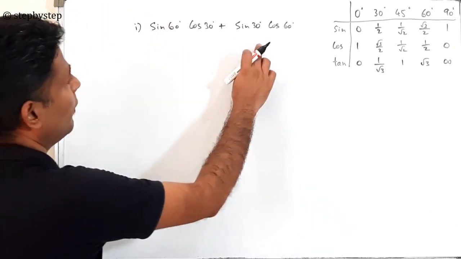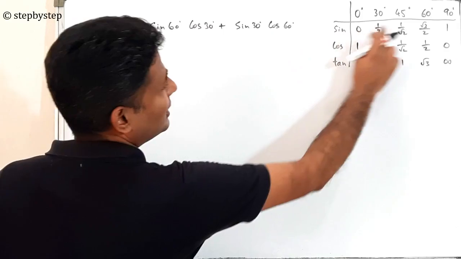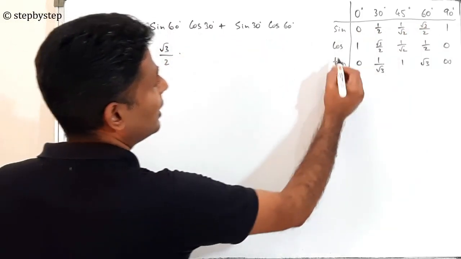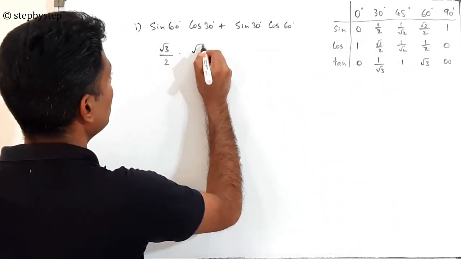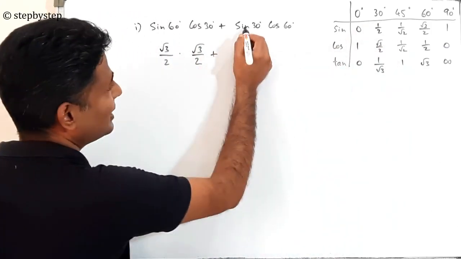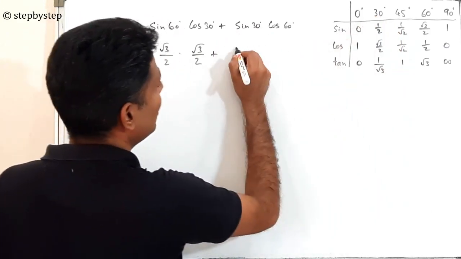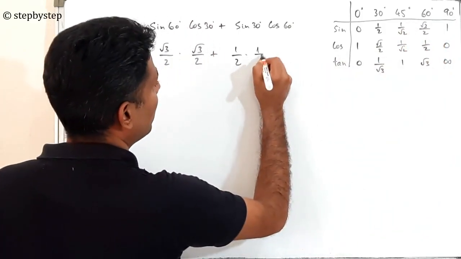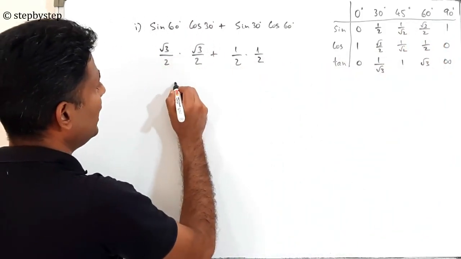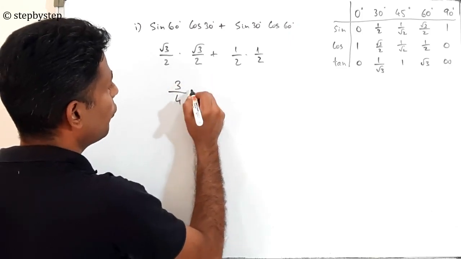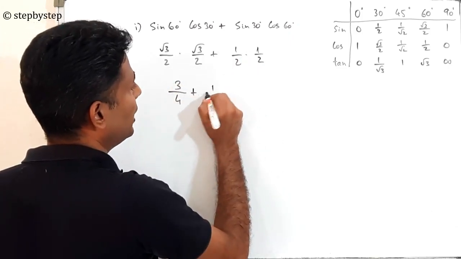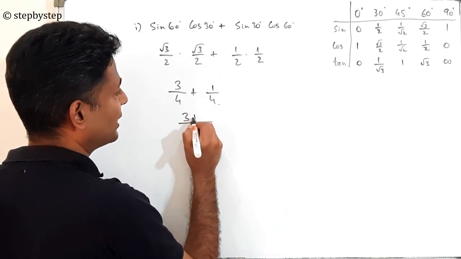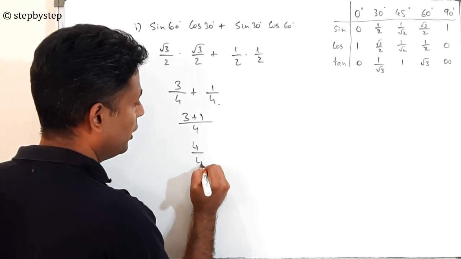So now they have asked us to evaluate this. Sine 60. What is sine 60? Root 3 by 2 into cos 30. Cos 30 is also root 3 by 2, plus sine 30. Sine 30 is 1 by 2 into cos 60, which is also 1 by 2. So root 3 into root 3, 3 by 2 into 2, 4, plus 1 by 2 into 1 by 2, 1 by 4. Since 4 is the LCM, 3 plus 1, we get 4 by 4, which is equal to 1.